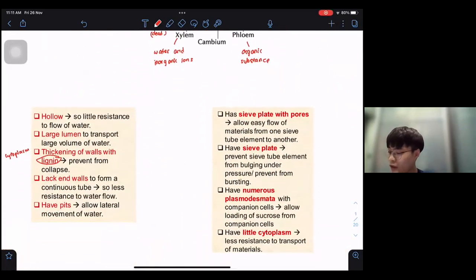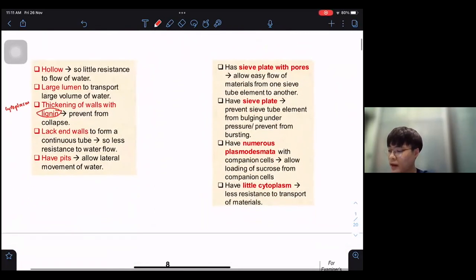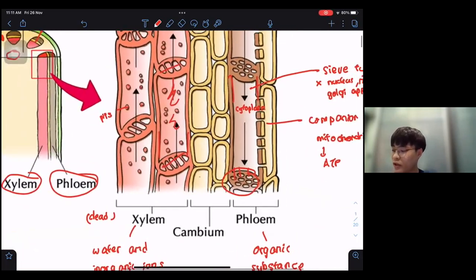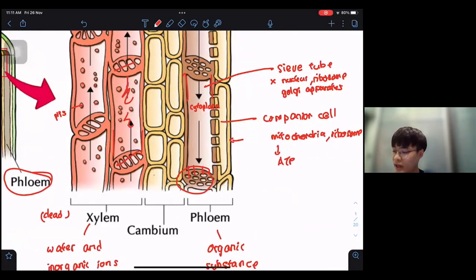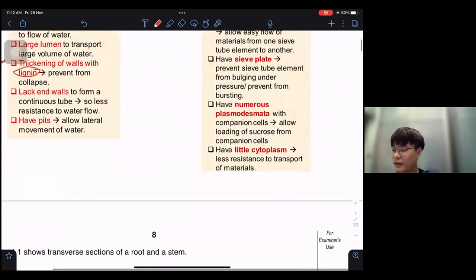The sieve plate can prevent a sieve tube element from bulging under pressure, like preventing it from bursting. And there are numerous plasmodesmata with companion cells, for loading of sucrose. Sucrose is transported out of the cell into the companion cell, and sucrose is transported into the sieve tube through these plasmodesmata. And yeah, it has little cytoplasm.